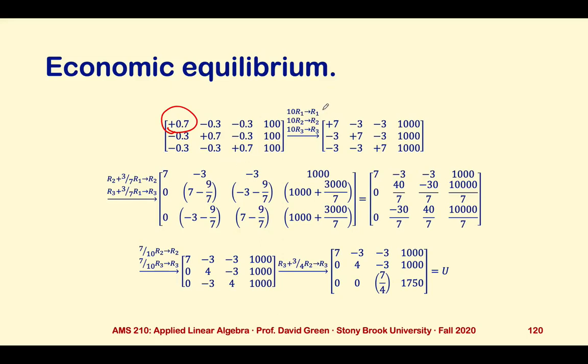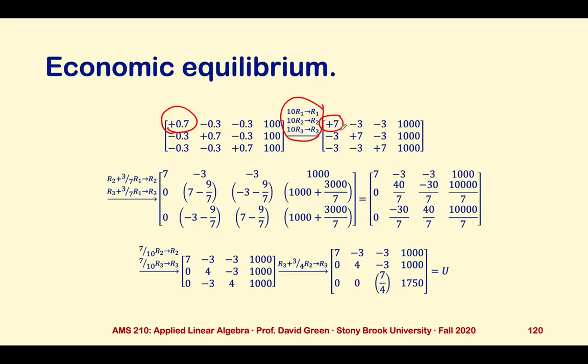And so as a starting point, I'm just going to scale each row by a factor of 10. Multiply each row by 10. This converts us into all whole numbers. 7, negative 3, negative 3, 1,000, negative 3, 7, negative 3, 1,000, negative 3, negative 3, 7, 1,000. Just to simplify the arithmetic. If you don't want to take this step, you do not have to.